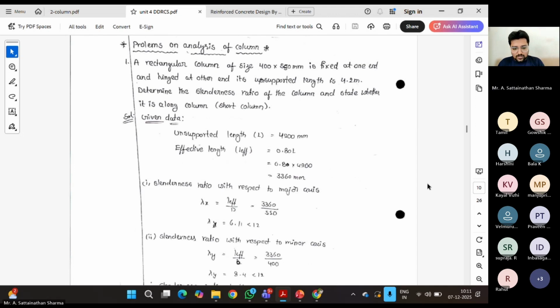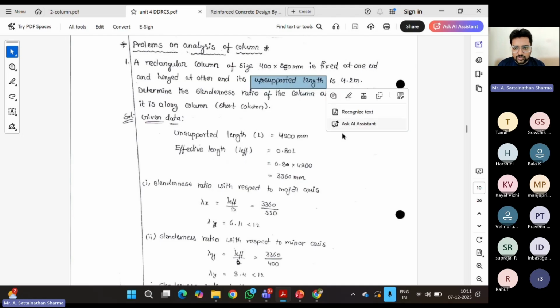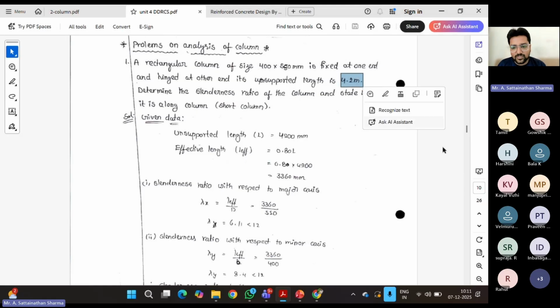I'm reading out the question. Just understand this is a problem on analysis. Now you have to calculate the load carrying capacity. They have given a rectangular column of size 400 by 550, and the support condition is fixed at one end and hinged at the other end. So far we have been talking about effective length, but what is given here is the unsupported length, that is L. You have to calculate Le. That's the only thing which I have not addressed here.